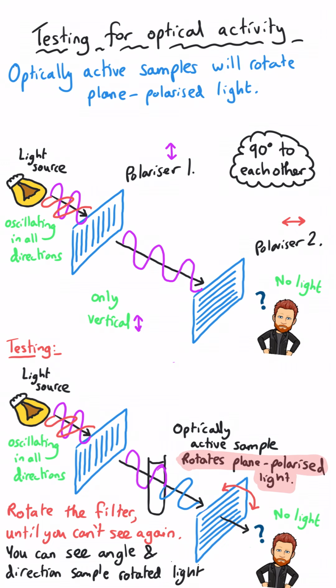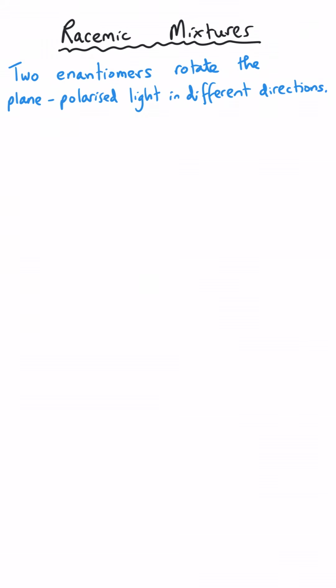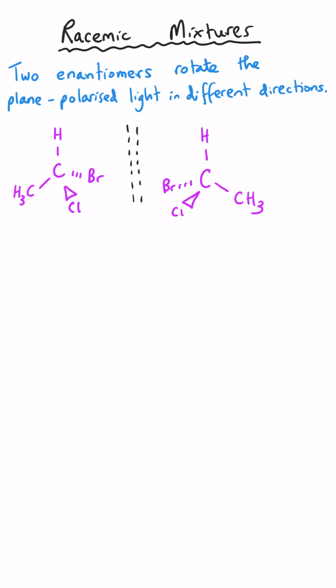But you're also seeing how much it has rotated this light, and in which direction as well. For A-level chemistry, you typically only need this knowledge that optical isomers will rotate plane polarized light. The 2 different optical isomers will rotate plane polarized light in different directions. So for instance, my left-hand optical isomer here might rotate the light 2 degrees clockwise. The other enantiomer on the other side will rotate it 2 degrees anti-clockwise. So they will rotate it by the same amount, but in opposite directions.